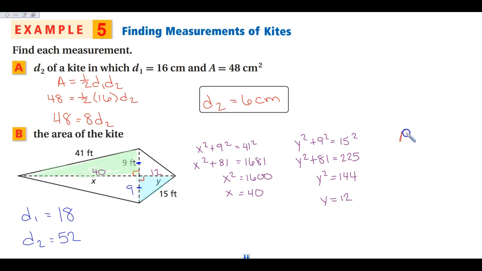Now I can do my formula. My area is 1/2 diagonal 1 times diagonal 2. 1/2 diagonal 1 is 18, and diagonal 2 is 52. When I multiply all this together, I'm going to get 468. And again, this is area, and our unit is feet, so it is feet squared.